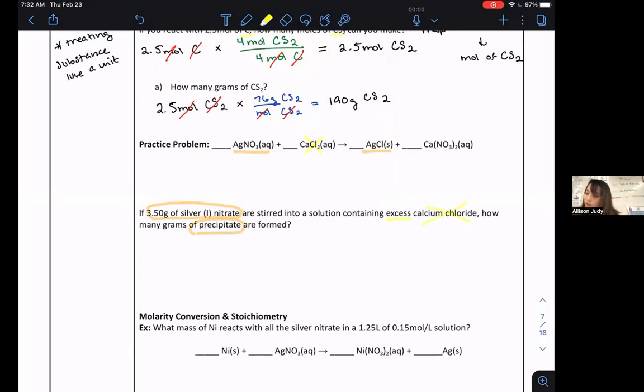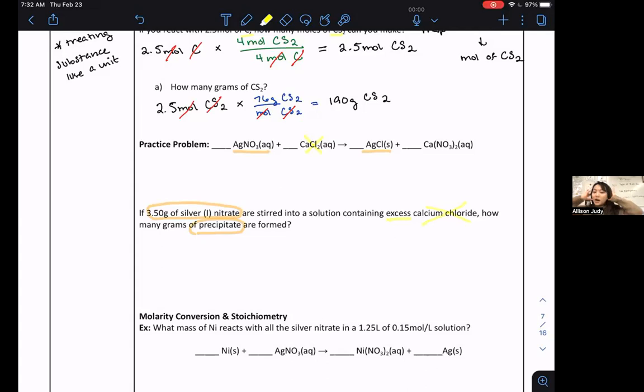But go ahead and take a moment to balance this chemical reaction, this double displacement precipitate forming reaction between the 2 ionic compounds of silver 1 nitrate and calcium chloride. And then try to answer the question using stoichiometry. And then I'll walk you through it in a second.